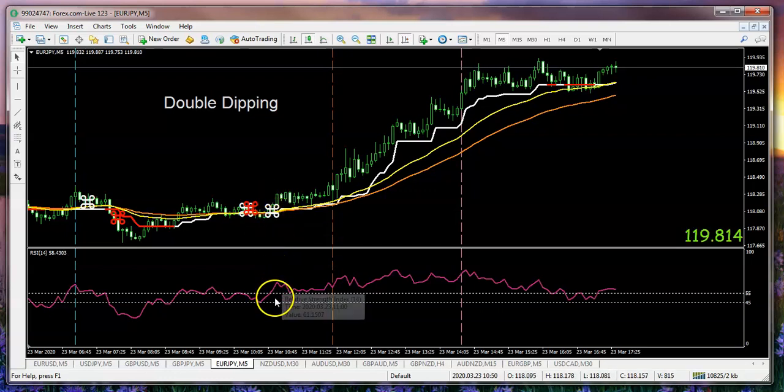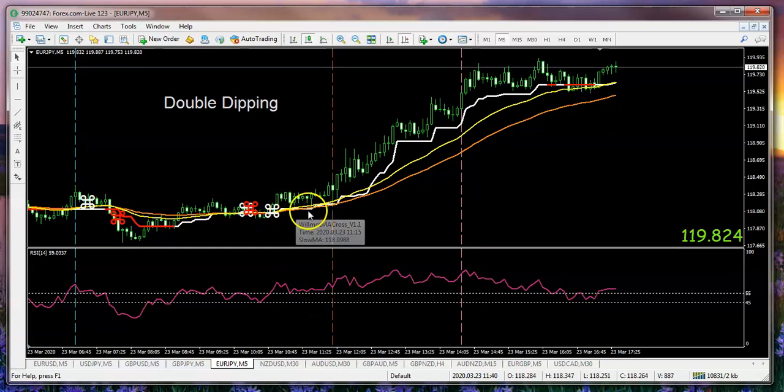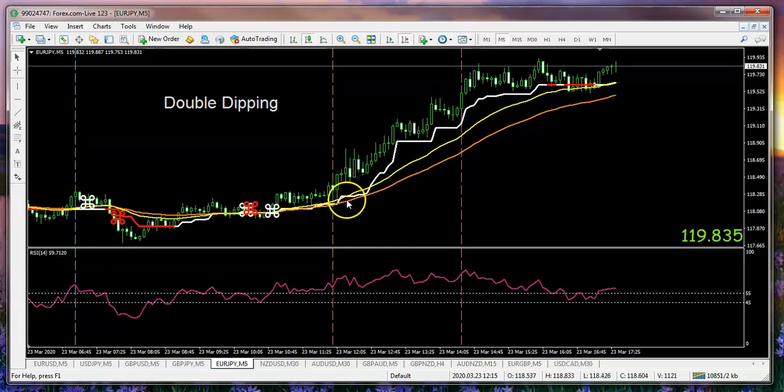We have a big surge here. We have a pullback, but it doesn't really touch anything. It comes back a little bit to the yellow, then it comes back and tests the yellow again as we move into the session, then we get a blast off.